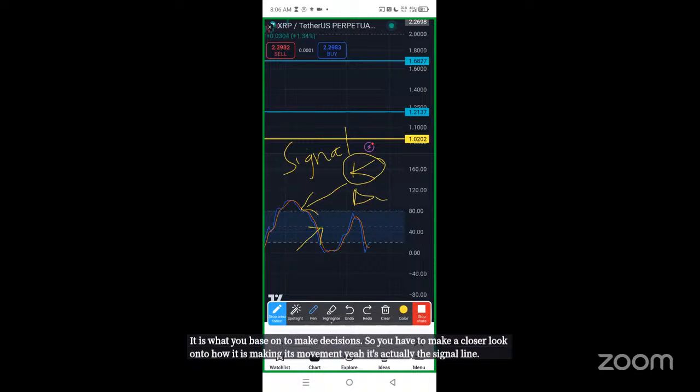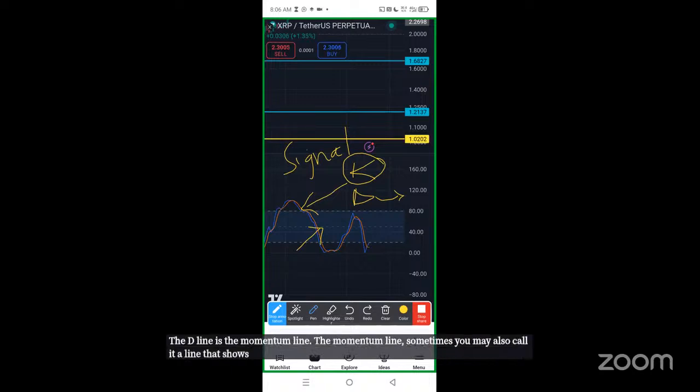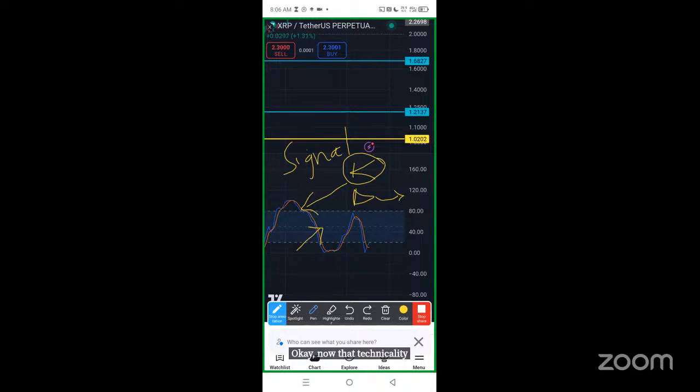The D line is the momentum line. Sometimes you may also call it a line that shows divergence between the current price of that coin in the market and the previous average price. Okay, that technicality, don't worry about it. The most important thing, in a simplified way, is that it has these 2 lines: the K line, which is the signal line, and the D line.